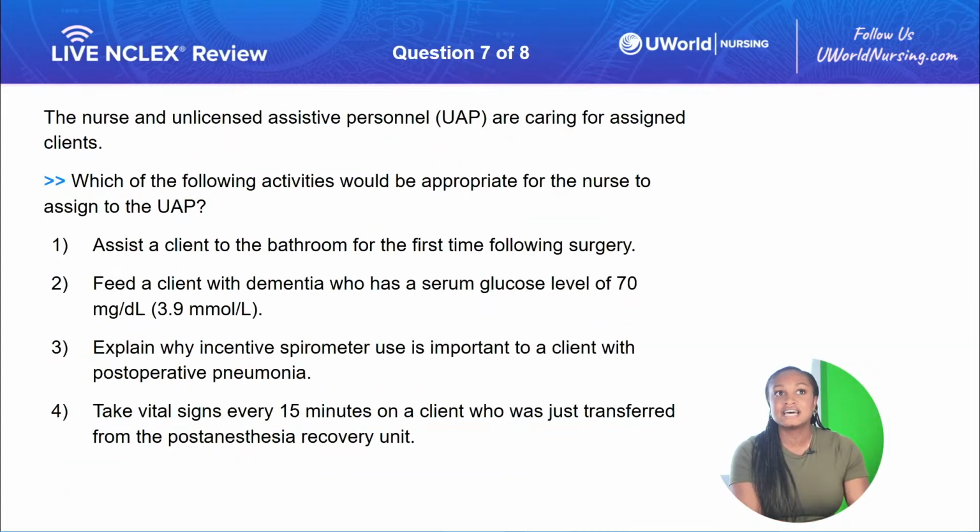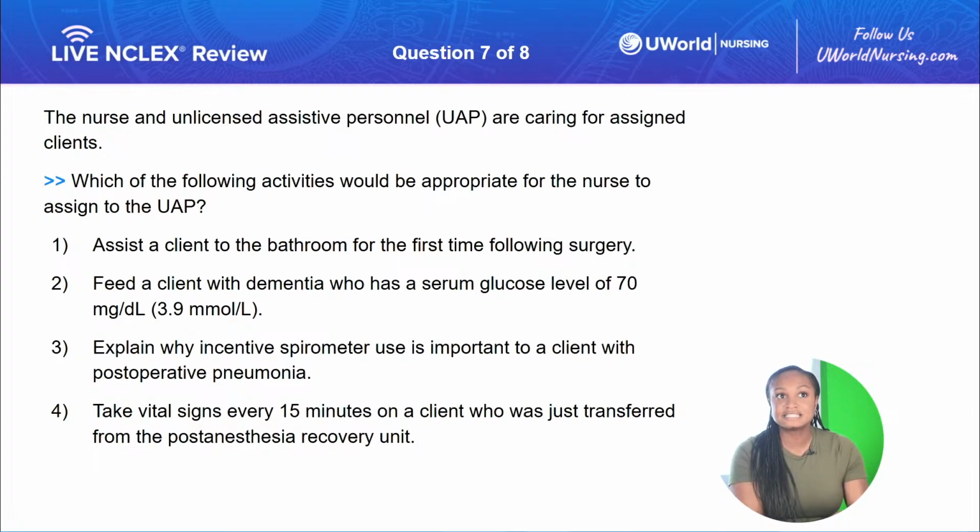The nurse and unlicensed assistive personnel, UAP, are caring for assigned clients. Which of the following activities would be appropriate for the nurse to assign to the UAP? So we went down from the LVN, now we're going to a UAP, or a care technician, or the patient care tech, depending on what area you are, or what side of the country, or what hospital system, they can call it different things. So what would the UAP be in charge of?